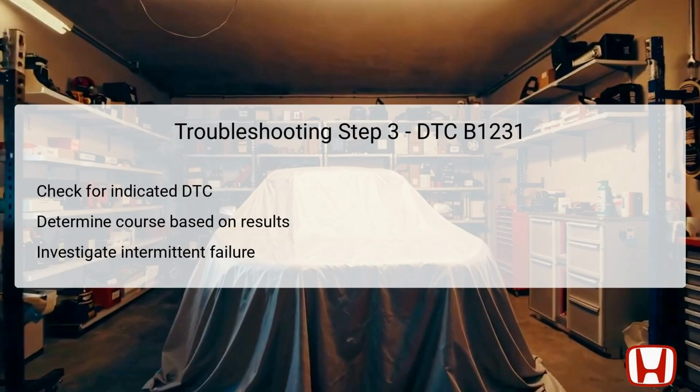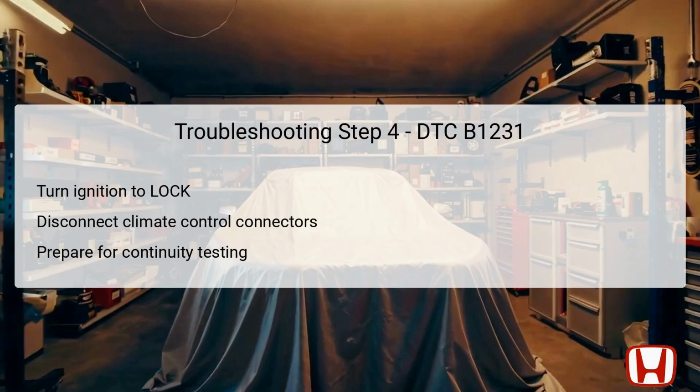Intermittent failures can often be elusive and may not present a consistent fault, making it crucial to inspect the integrity of electrical connections thoroughly. In this fourth troubleshooting step, turn the ignition switch to the lock position to ensure safe handling before accessing the vehicle's electrical components.